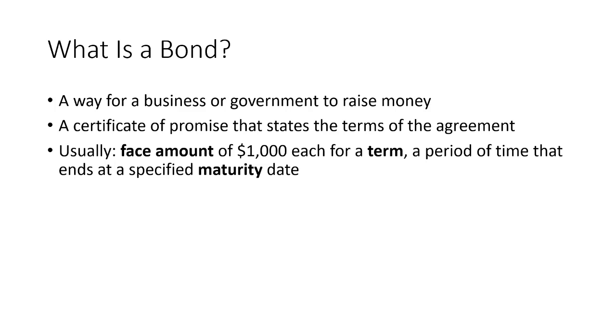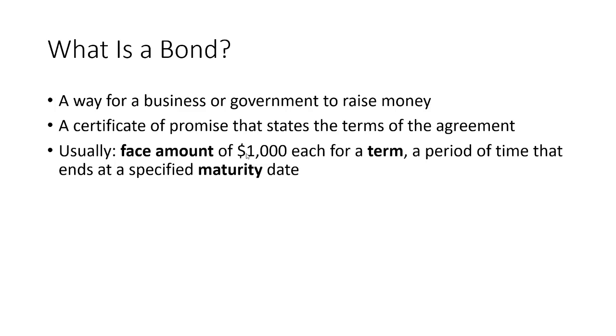The term of a bond is how long the bond is for. And so bonds might be 10 years or 20 years or 30 years or 5 years or even 6 months. The end of that period of time is called the bond's maturity date. That's when the bond matures, or in other words, when it's payable for its face amount.